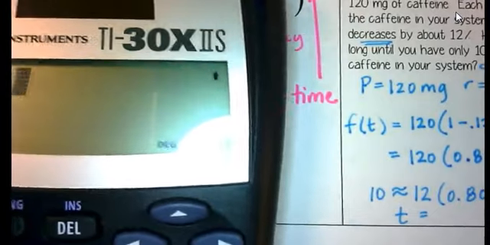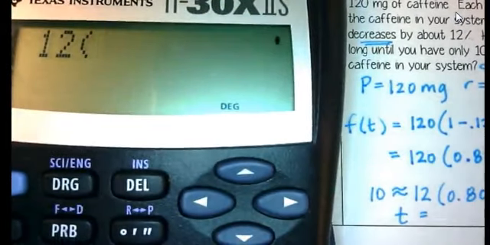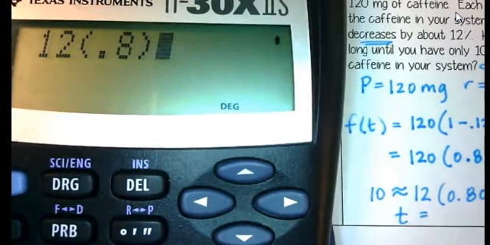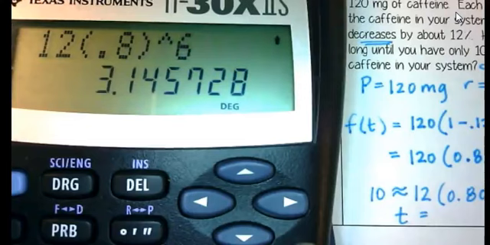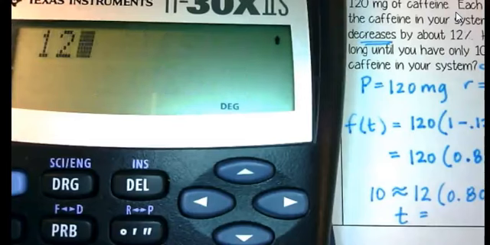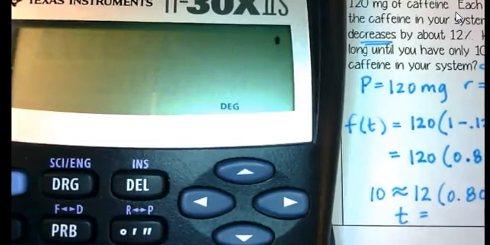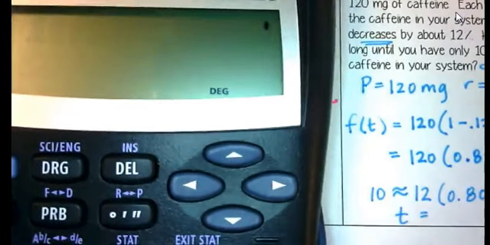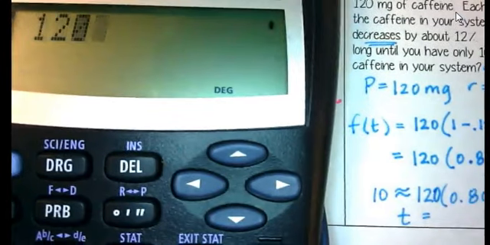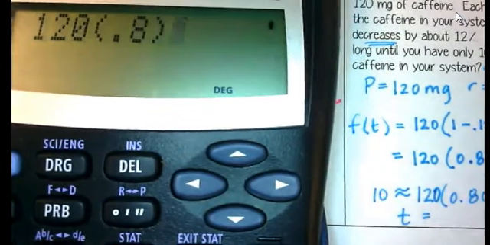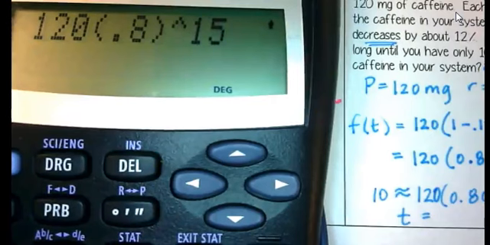So I'm just going to put 12 and then parentheses 0.8, and I'm going to try 6 hours. All right, that's way too little. So I need to try again. Oh wait, it's supposed to be 120. Oh goodness. Hold on, let's try 6 again. Oh yeah, okay. So that's too many milligrams. I'm so sorry. Okay, so hold on, let me write this because that's a mistake. Okay, so now I'm going to try 120 times 0.8 to the 15th.